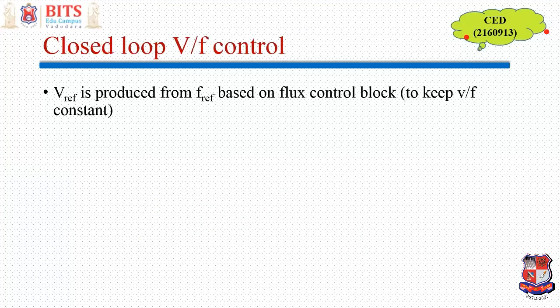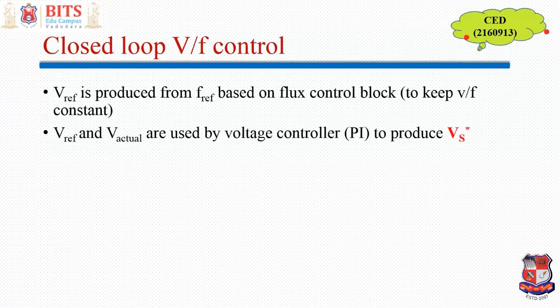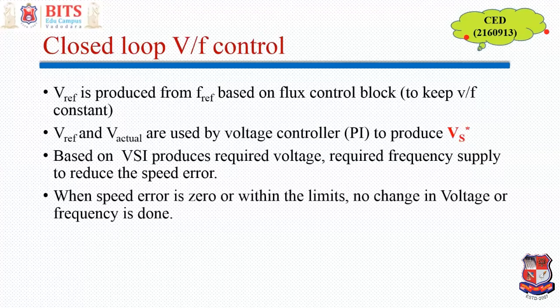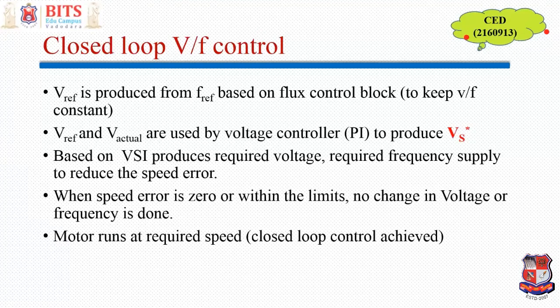Now reference voltage is produced from frequency reference based on flux control block. We have seen it is just description of what I have already discussed on the block diagram, right? So I am not going to repeat much. When speed error is 0 or within the limits, no change in voltage or frequency is done. Motor runs at a required speed. Closed loop control is achieved at that particular point. So then no further. So motor continues to operate at that particular point.